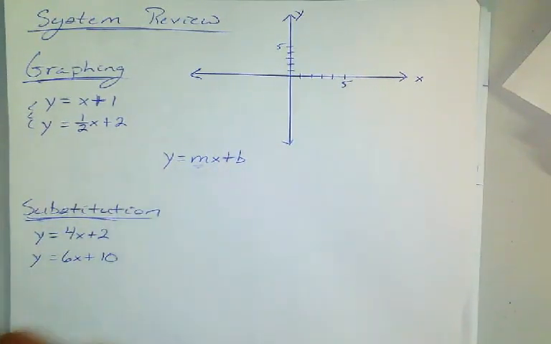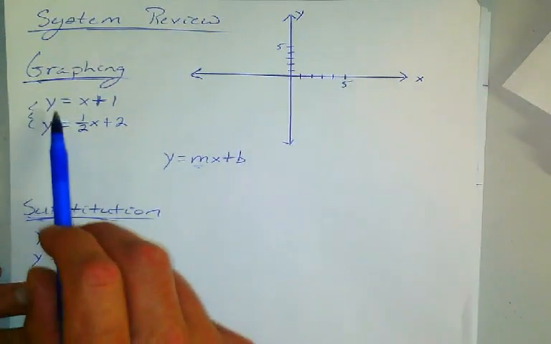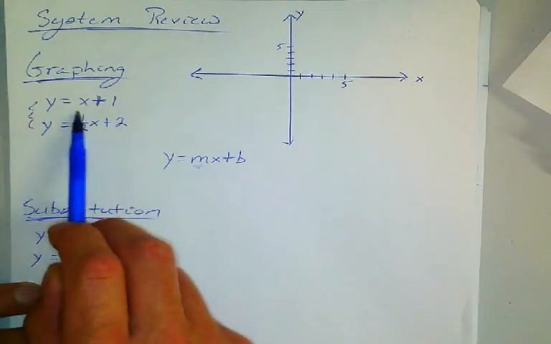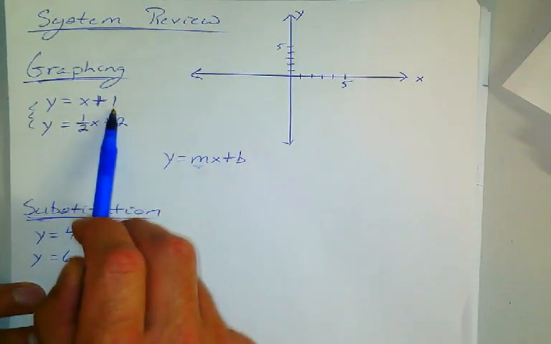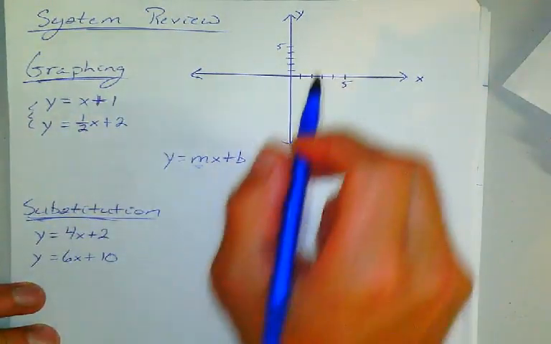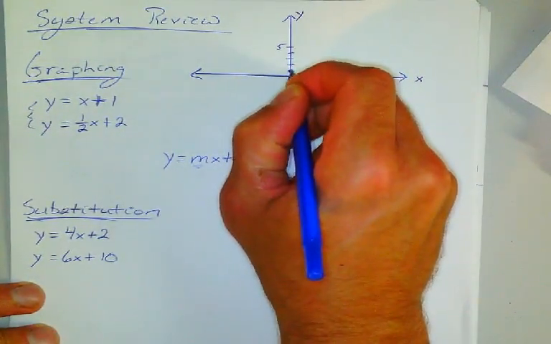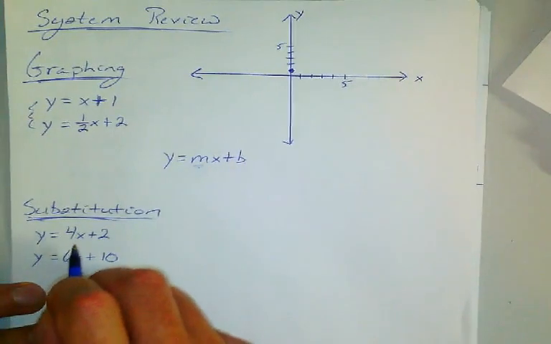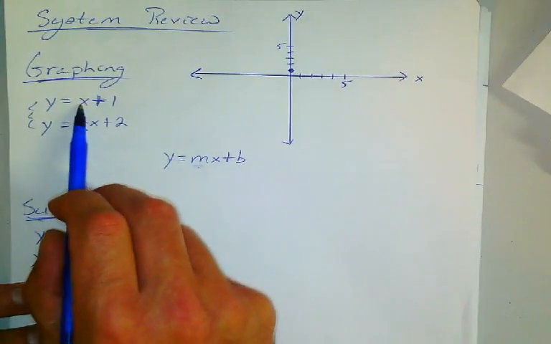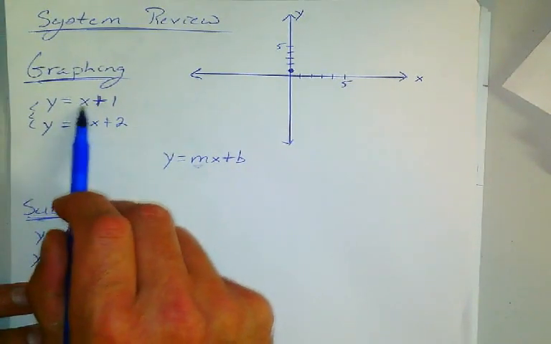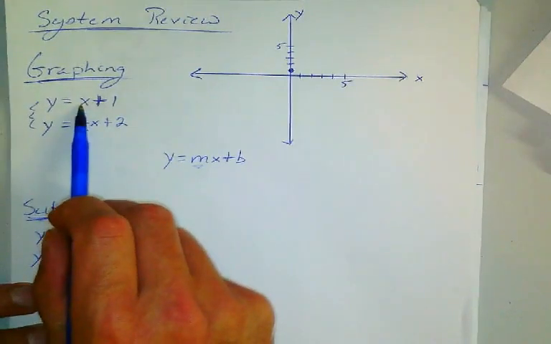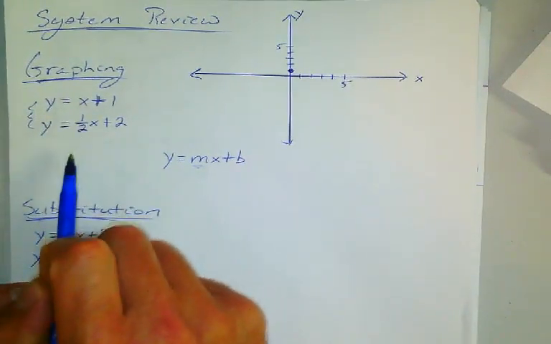When you're graphing, the first thing you always graph is the y-intercept. In the first equation, y equals x plus 1, our y-intercept is plus 1. So that is going to be our first point on the y-axis. There's my first point. Then my next point comes from my slope, which is the number in front of x. If you don't see a number, that means there's a 1.